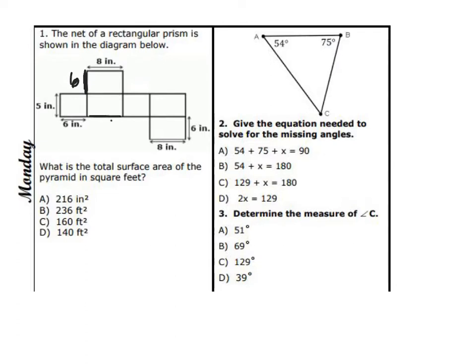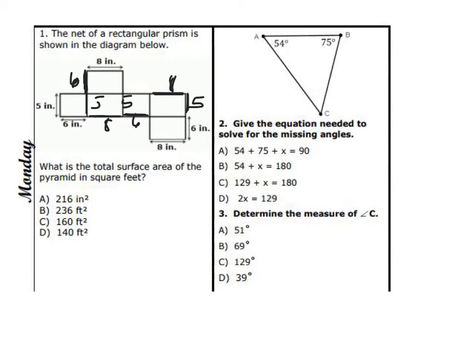This would be 8, so what would this be? 5. This would be 6, and that's going to be 5. This is going to be 8 and 5. And then we have this.